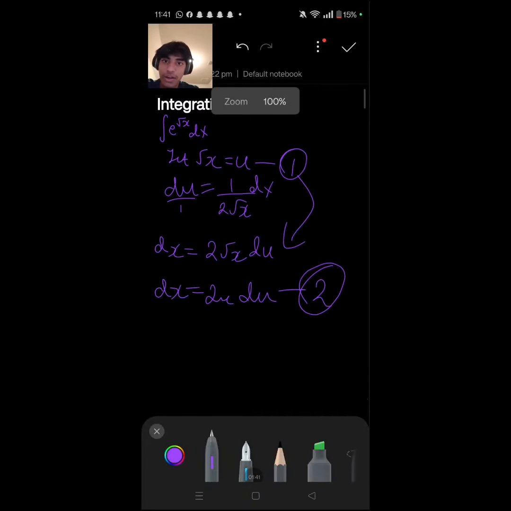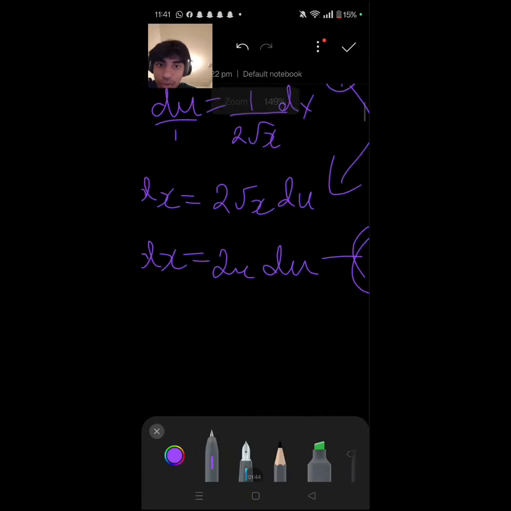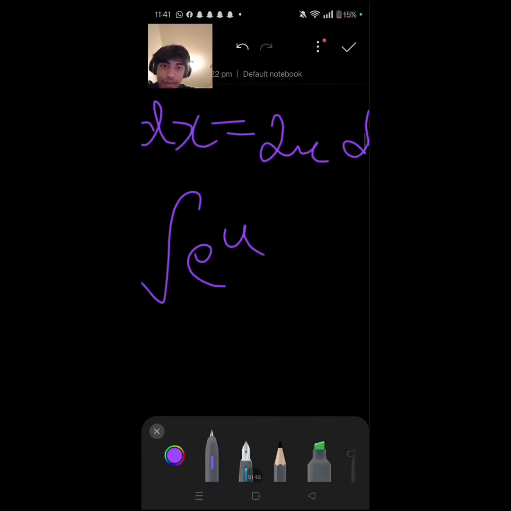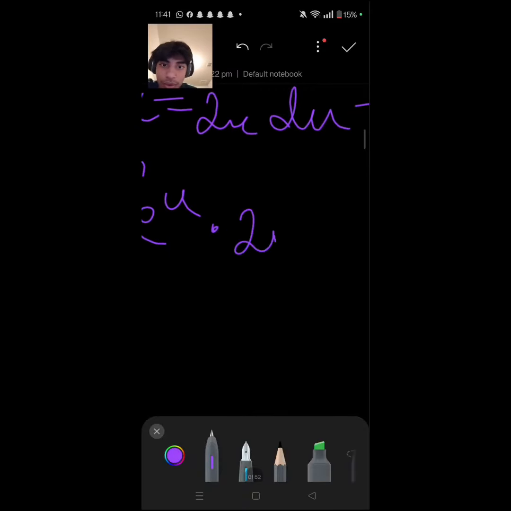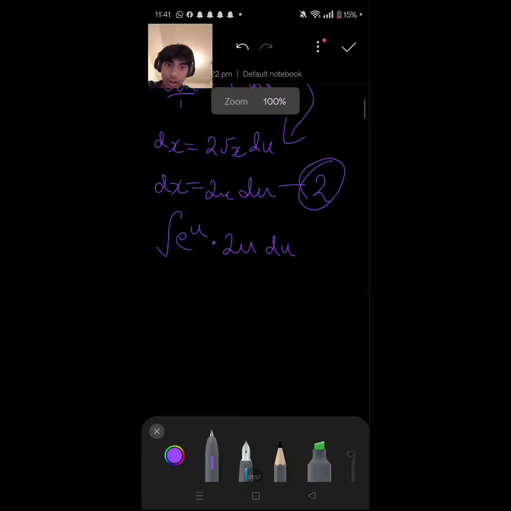Now let's take a look back at our integral, that is e raised to root x. Again, we took root x as u. So this integral just changes to the integral of e raised to u times dx, which we had taken as 2u du. So now this is 2u du. And there you have it. We've transformed this into a whole new integral, and now we just need to integrate this with respect to u.